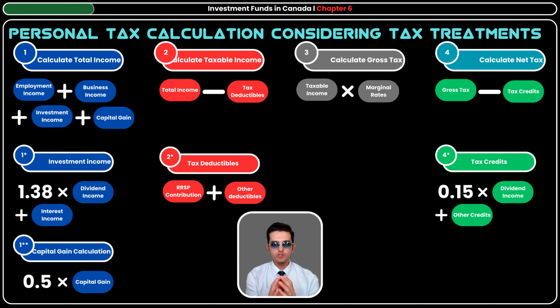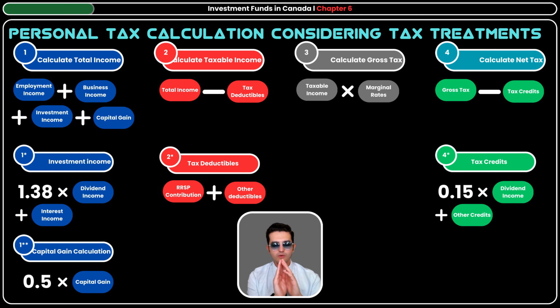Now, you should fully understand and absorb the steps and calculations of this personal tax. We started with different types of income. We had four types of income, with three subpoints: interest income, fully taxed; dividend income, grossed up by 38%; and capital gain, where just 50% of the capital gain is taxed.